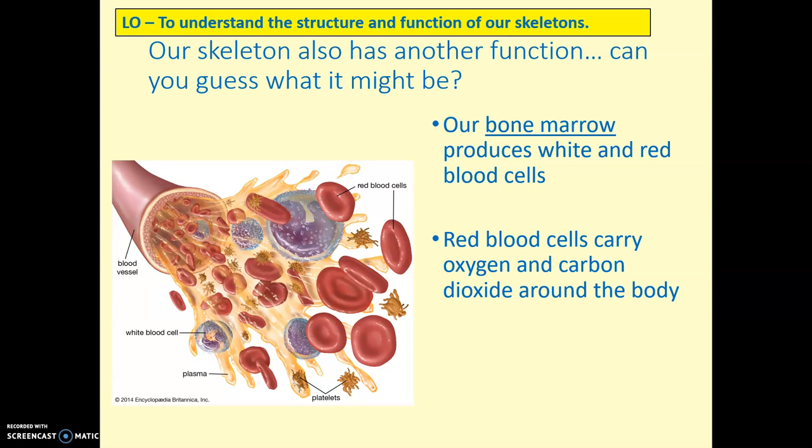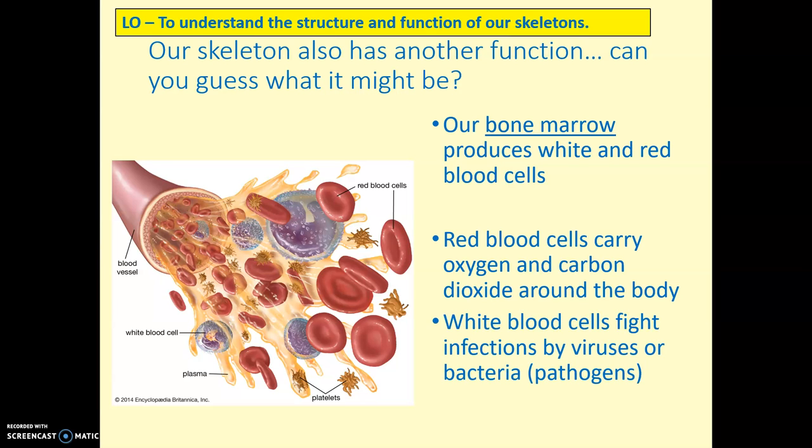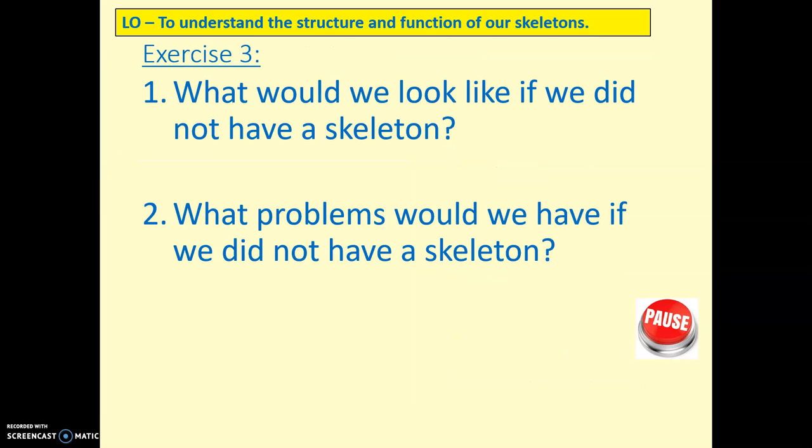Now, red blood cells, obviously, carry oxygen and carbon dioxide around the body to every cell, and that's where the oxygen goes into every cell and carbon dioxide is taken out. That is for respiration, to allow us to produce energy. And white blood cells fight infections by viruses or bacteria, so they prevent us from getting ill. So that's the 4th function of our skeleton, to produce white and red blood cells within the bones. This often occurs in the femur, the leg bones, mostly.